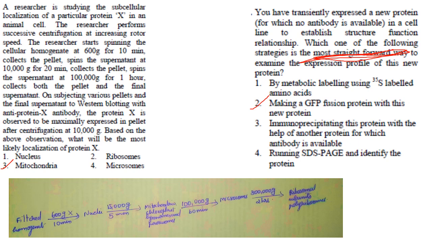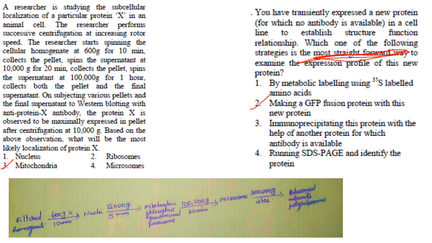Then making a GFP fusion protein with this new protein. That is very easy. By using fusion vectors or expression vectors, you can make a GFP fusion protein with this new protein. Anti-GFP antibody could be used because for the new protein, antibody is not available. So anti-GFP antibody could be used and Western blotting could be done. So that will be one of the straightforward ways to examine the expression profile of this new protein.